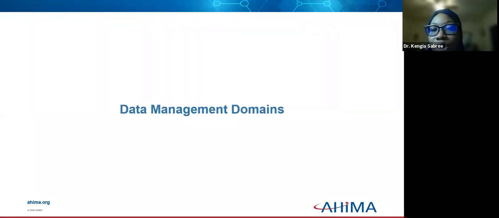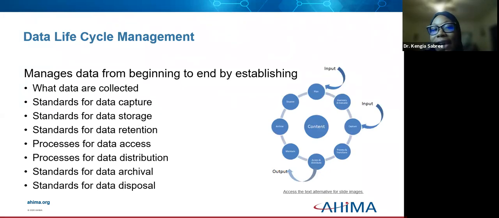Okay, so data management domains. The data life cycle. A life cycle is made up of a series of successive stages, and it always has a beginning and end point. Plants, animals, and businesses all have life cycles. From a systems perspective, a life cycle is a component of a larger system. Typical life cycle functions that require data governance are these: what data are collected, standards for data capture, standards for data storage, standards for data retention, processes for data access, processes for data distribution, standards for data archival, and standards for data disposal.